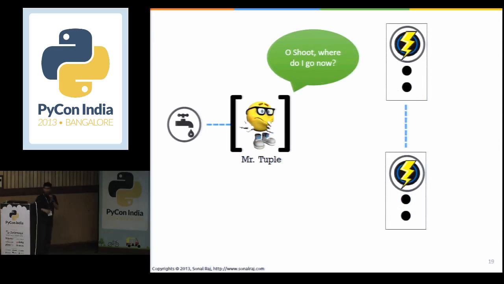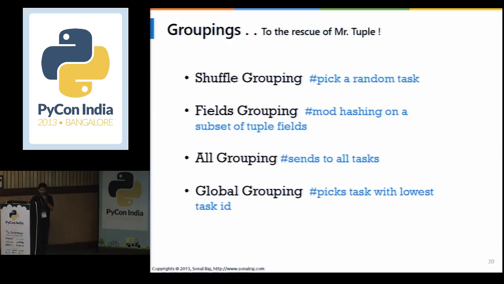Okay, so a basic question: when a spout emits a tuple, where does the tuple go? I just mentioned you have n instances of a single bolt. So how does the tuple know which instance of the bolt it is going to go to? So Storm provides something called groupings to the rescue of Mr. Tuple. The four basic groupings that are used: first is shuffle grouping, where the tuple that is emitted goes randomly to any one of the existing tasks.